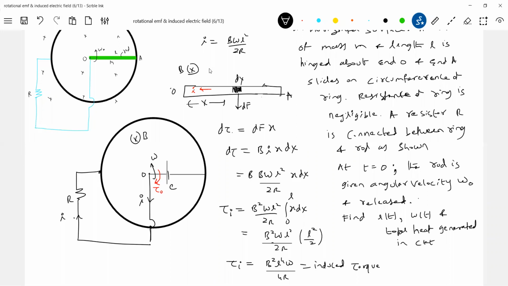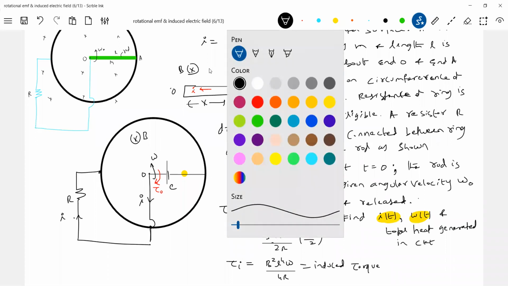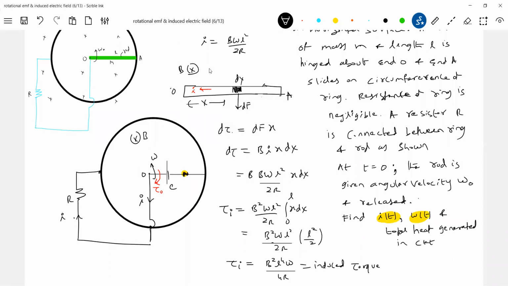Now, what is the question asked? Like I of t, no? Current at any time t. For that, we don't know angular velocity omega of t. So how do we bring in the angular velocity of the rod at any time t? So we'll now enter into the basics. So here that element we assumed is like this. dx, this will be dF.